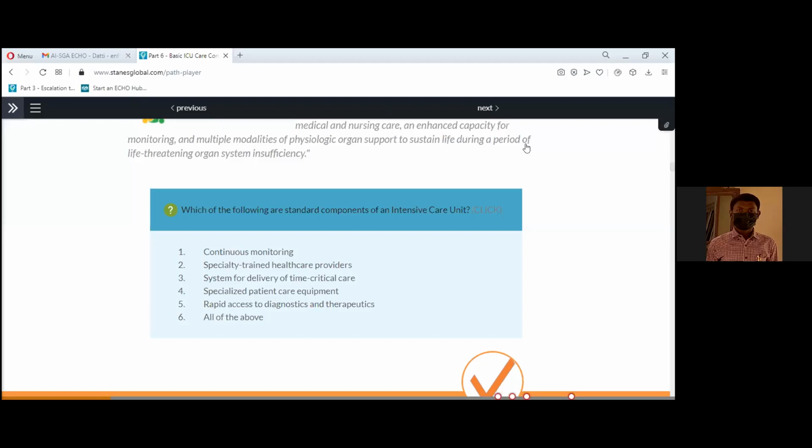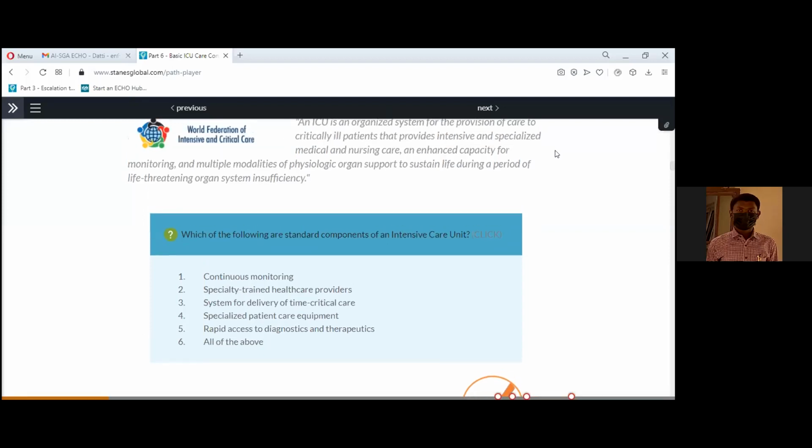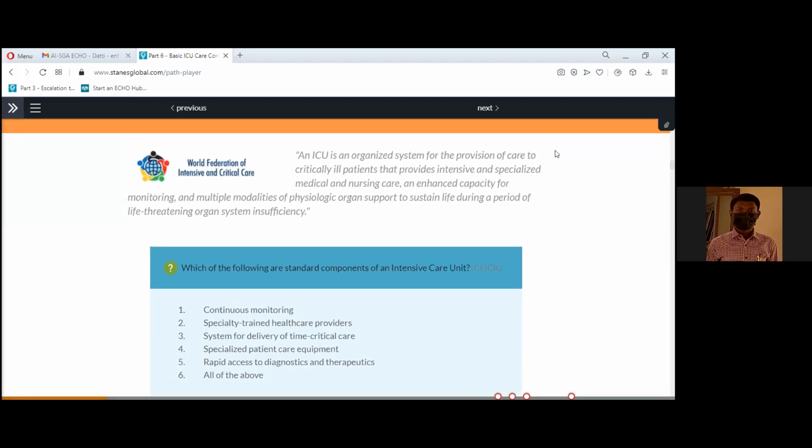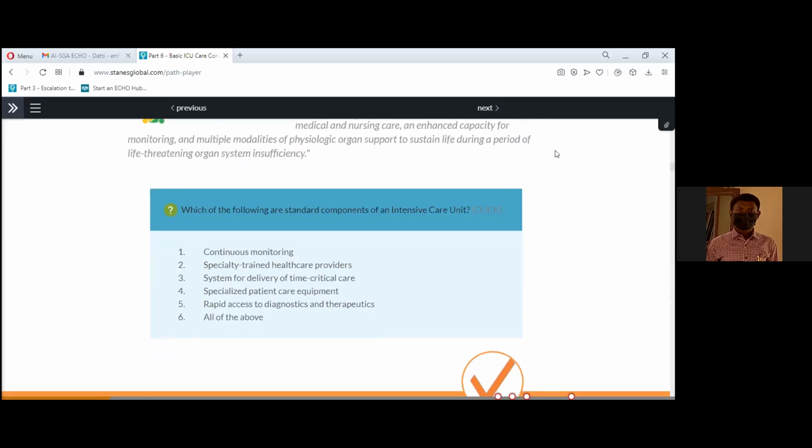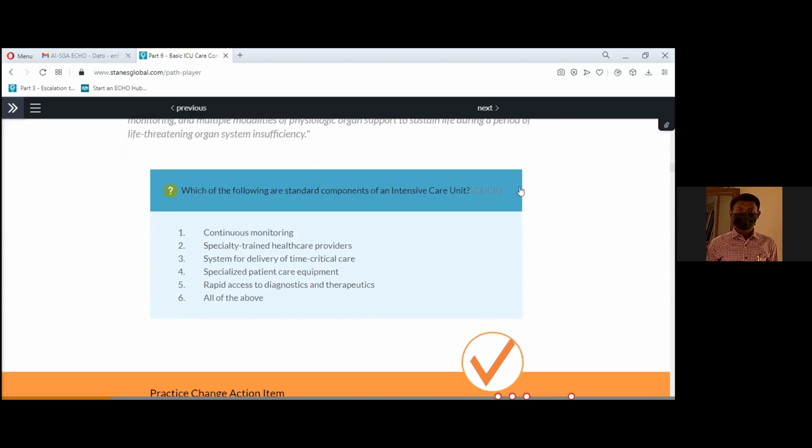Okay. Thank you. We talked about the definition of ICU, because it's a specialized unit staffed with specialized, trained staff capable of managing critical care patients. So now we have the question: which of the following are standard components of an intensive care unit? Participants can answer this in the chat box.